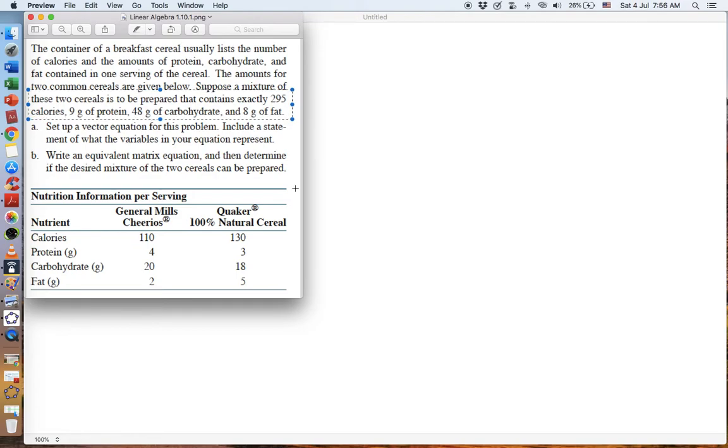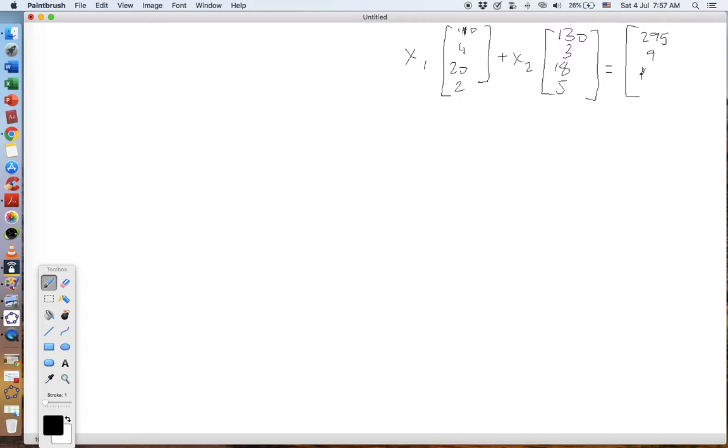So the first thing we're going to do is set up a vector equation. We're going to do that by calling our amount of cereal number 1, X1. And that's going to give us 110 calories, 4 grams of protein, 20 grams of carbohydrates, and 2 grams of fat. And then we're going to add to that some amount of the second cereal. The nutritional facts for that are 130 calories, 3 grams of protein, 18 carbohydrate, and 5 grams of fat. And then the sum of those two together is going to equal exactly our desired amount: 295 calories, 9 grams of protein, 48 grams of carbohydrates, and 8 grams of fat.